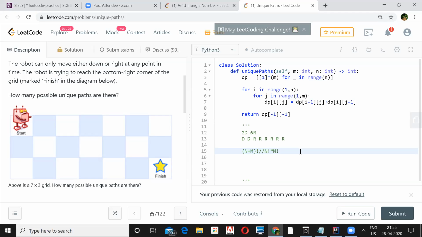Since there are two D's and 6 R's, for this problem it would be 8C2. And in general, if you are given an n and an m, it would be (n plus m) factorial divided by n factorial into m factorial. Okay. Yeah. Thank you. Great one, man. Yeah, it's a nice approach.